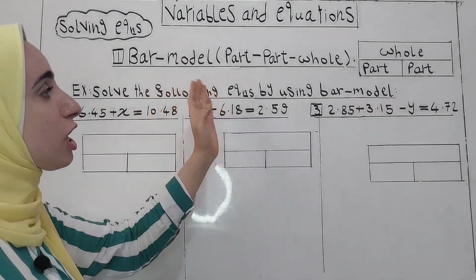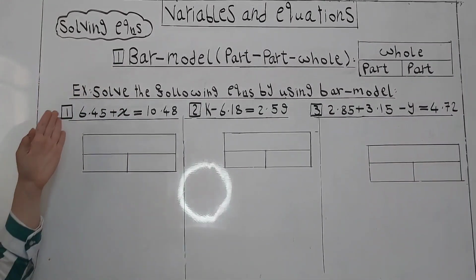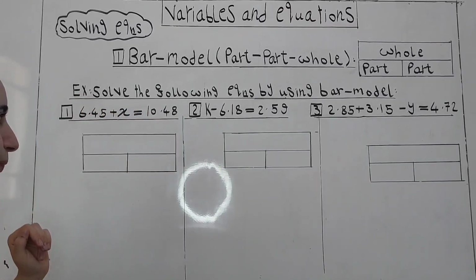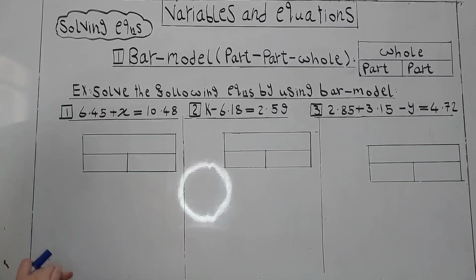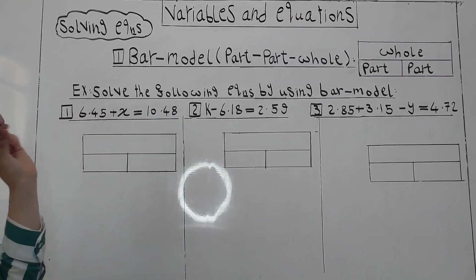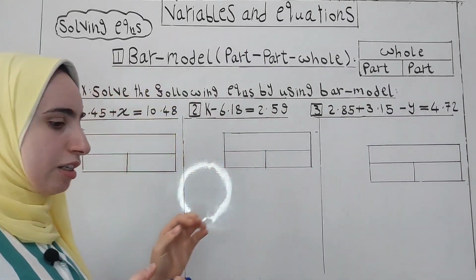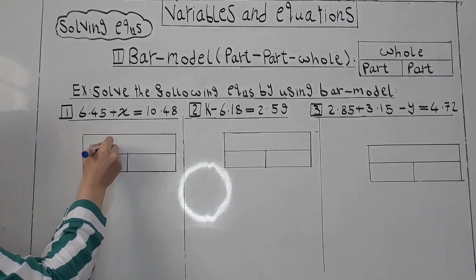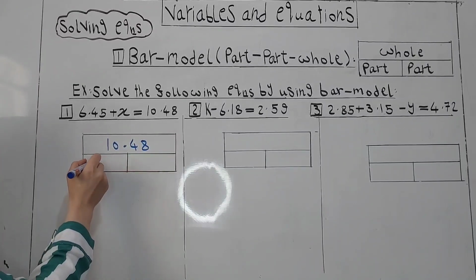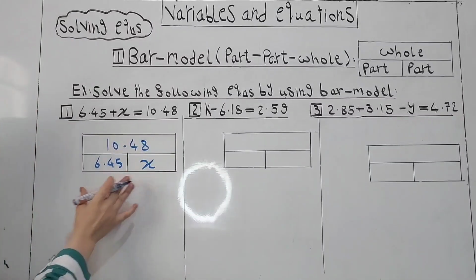Solve the following equation by using the part model. Number 1. 6.45 plus x equals 10.48. Now we need to solve for x. The operation is addition, so the whole number is the sum after the equal sign. So we put 10.48 at the top, and we put 6.45 and x at the bottom.